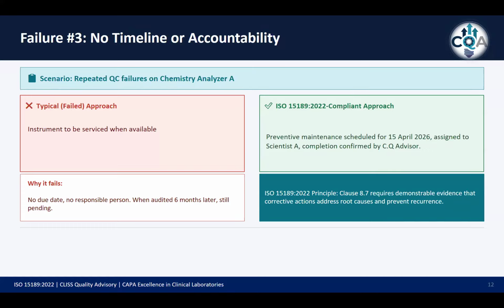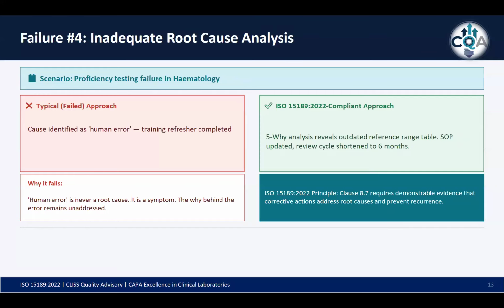Rather, have an approach like: preventative maintenance scheduled for the 15th of April 2026, assigned to scientist so and so, and then completion confirmed by the supervisor, the quality advisor, for instance. So this is clear. You have dates and you have assigned people, and a supervisor that will come and confirm that indeed this has been completed. In such a way, you will find that the CAPA, your non-conformity, will not remain open forever.